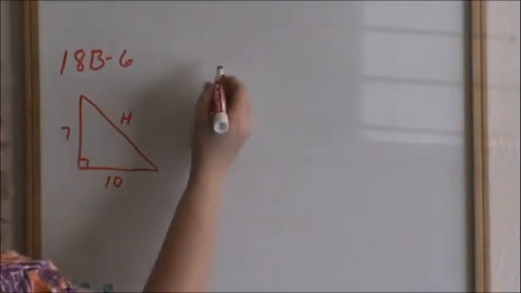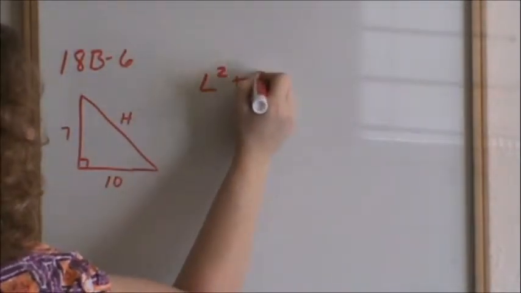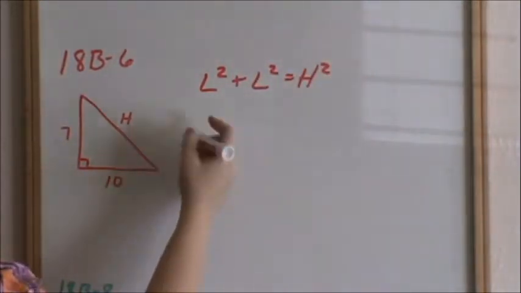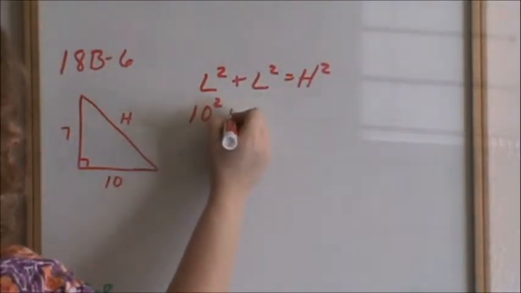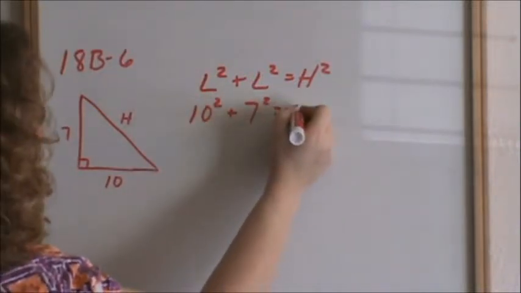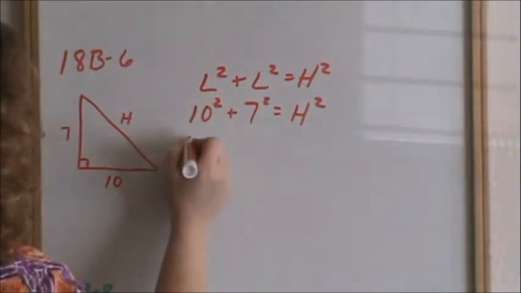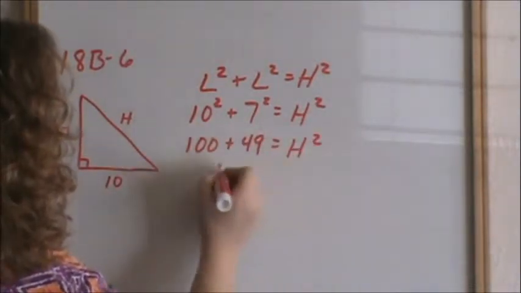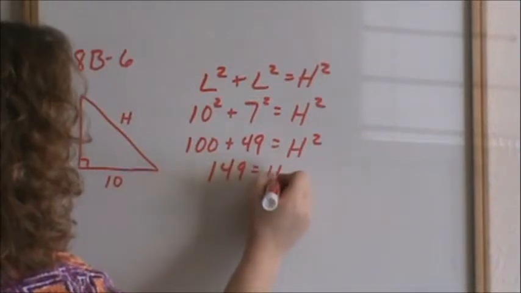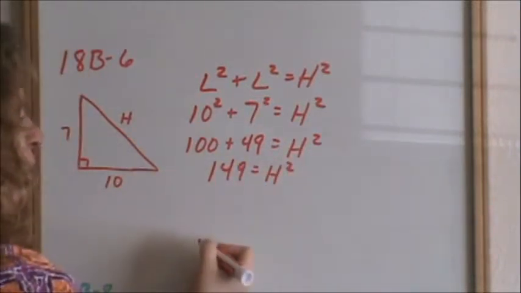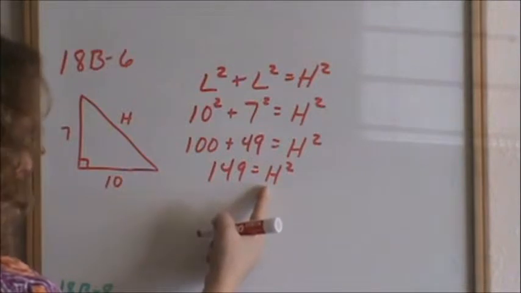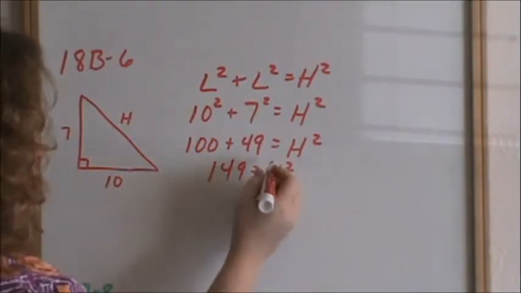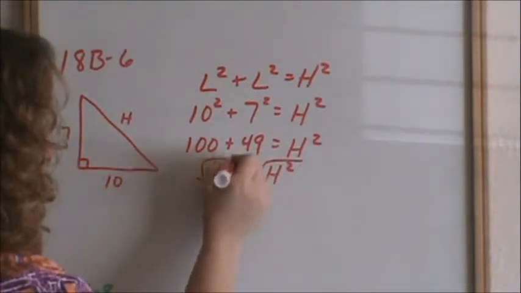So anytime you have a right triangle, you always use Pythagorean Theorem to solve for the sides. You start out with your formula. We know that one leg is 10 squared plus 7 squared equals the hypotenuse squared. 10 squared is 100, 7 squared is 49. Add those two together. You are not done here. We are trying to find h, the hypotenuse, not h squared. The opposite of squaring something is square root. So in order to solve for h, we take the square root of both sides.